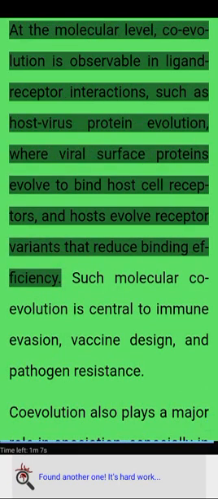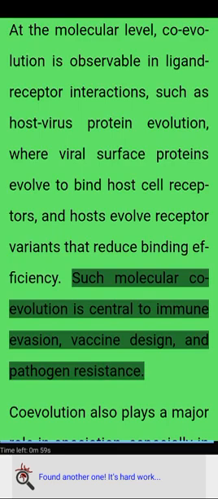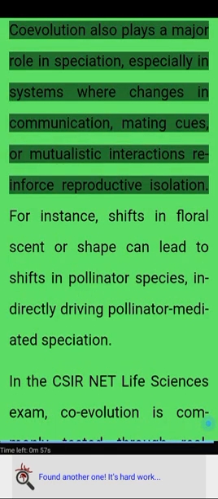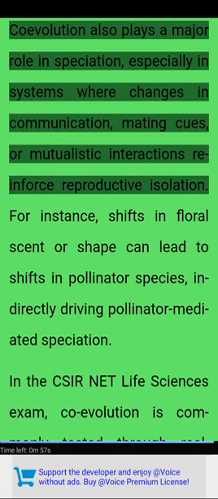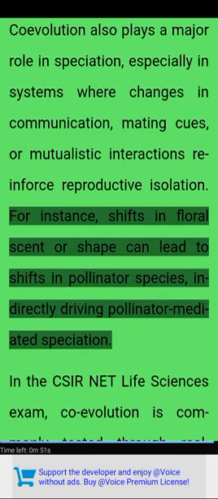At the molecular level, co-evolution is observable in ligand-receptor interactions, such as host-virus protein evolution, where viral surface proteins evolve to bind host cell receptors, and hosts evolve receptor variants that reduce binding efficiency. Such molecular co-evolution is central to immune evasion, vaccine design, and pathogen resistance. Co-evolution also plays a major role in speciation, especially in systems where changes in communication, mating cues, or mutualistic interactions reinforce reproductive isolation. For instance, shifts in floral scent or shape can lead to shifts in pollinator species, indirectly driving pollinator-mediated speciation.